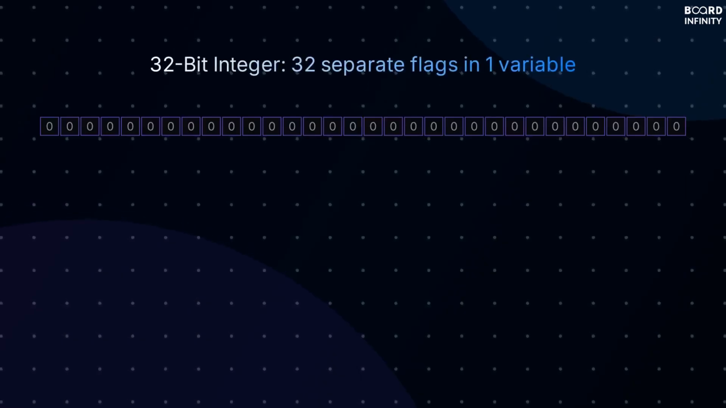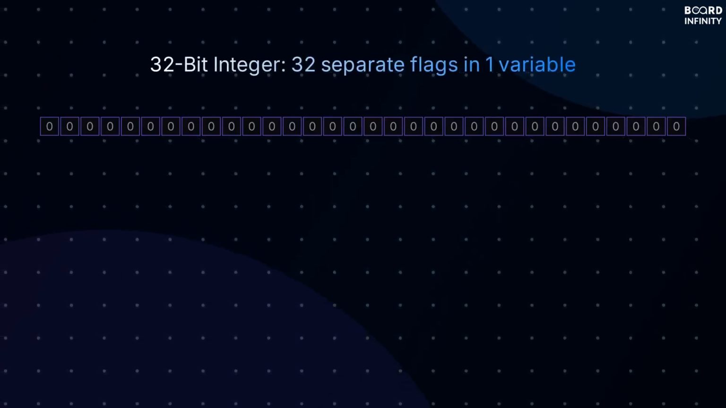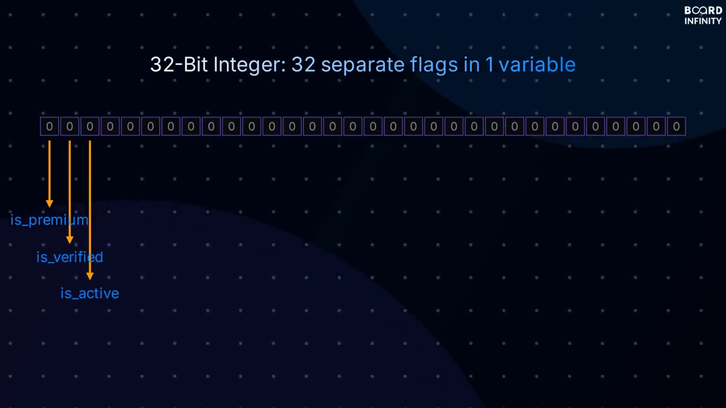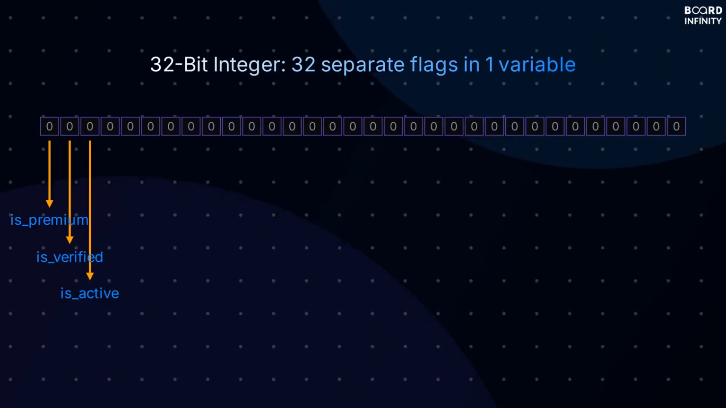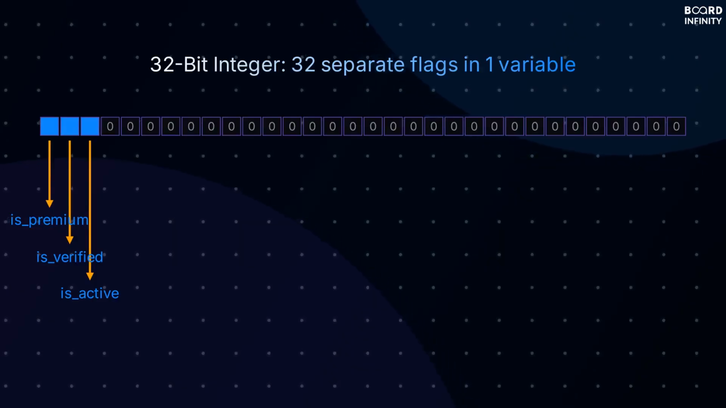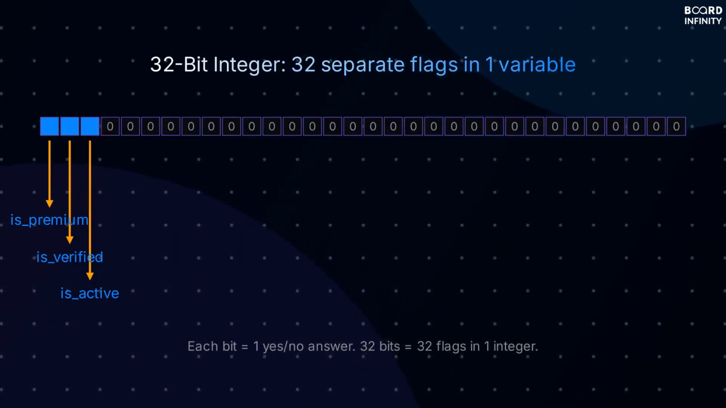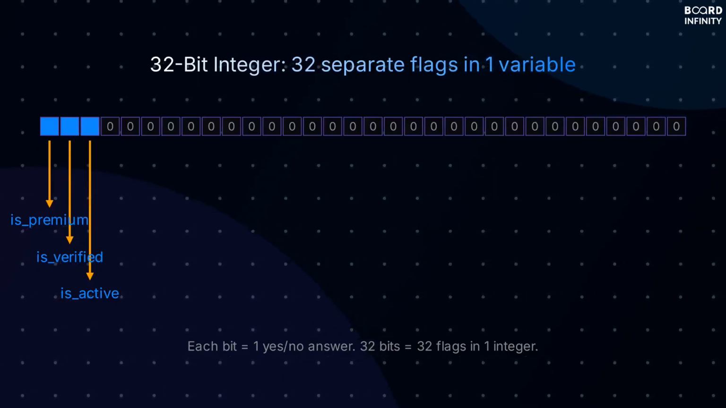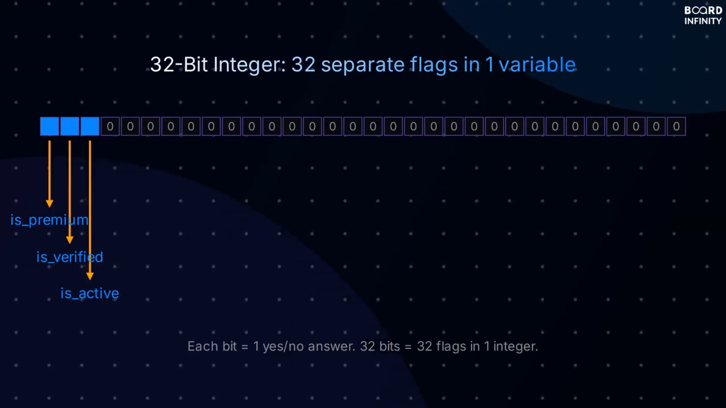Finally, bit manipulation. This technique uses individual bits in an integer to represent multiple Boolean values simultaneously. A single 32-bit integer can store 32 separate yes or no answers, and operations on bits are incredibly fast, just single CPU cycles. Instead of storing 32 separate Boolean variables, you pack them all into one integer.